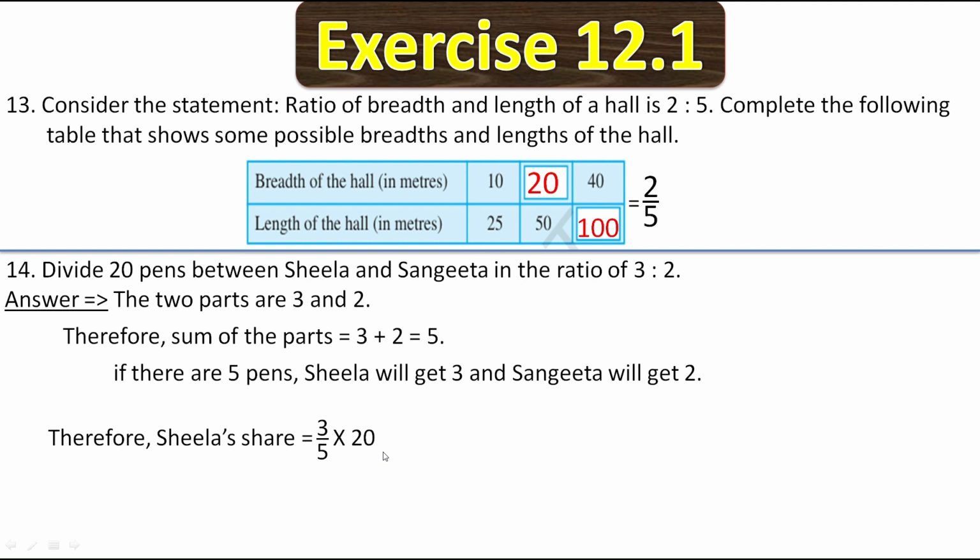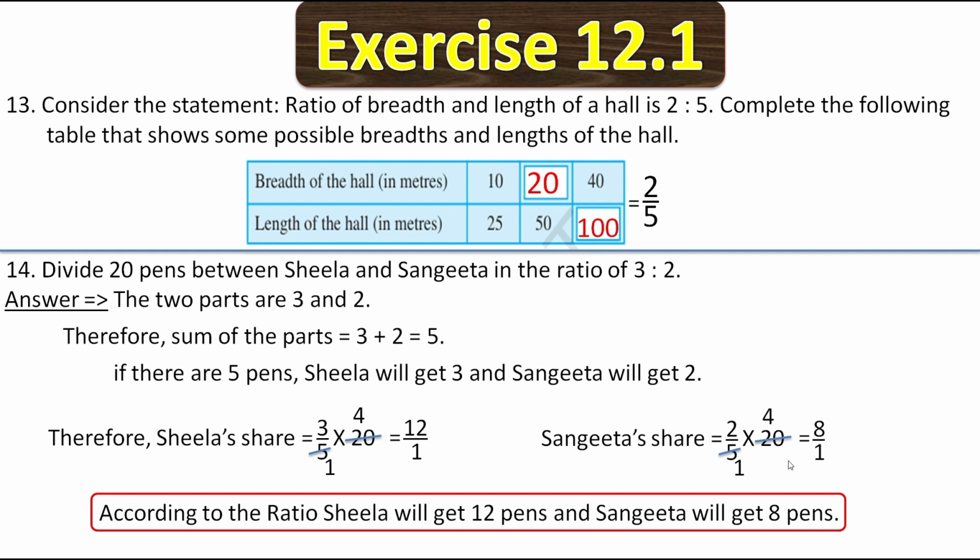Now 5 ones are 5 and 5 fours are 20. So 4 threes are 12 upon 1. That means Sheila will get 12 pens when we have 20 pens. Now let's find Sangeeta's share. That is 2 upon 5 into 20. Why 2 upon 5? Because if we have 5 pens, she will get 2 pens. So this is the fraction and since we have 20 pens, I am multiplying with 20. Here 5 ones are 5, 5 fours are 20 and 4 twos are 8. Therefore Sheila will get 12 pens and Sangeeta will get 8 pens.